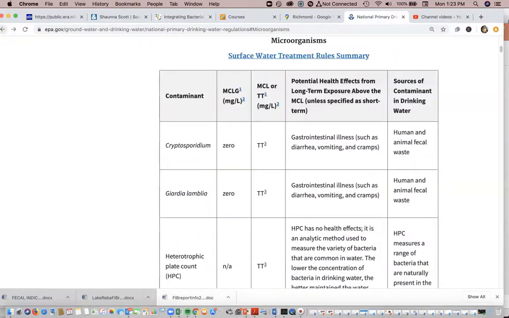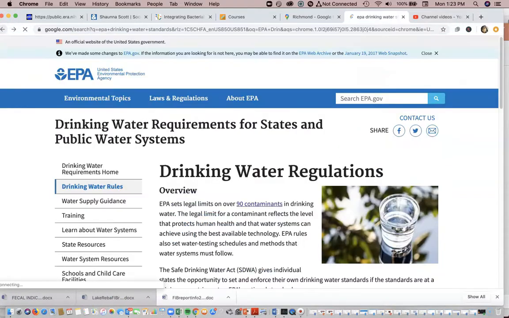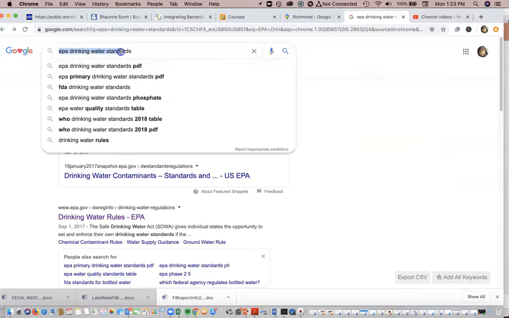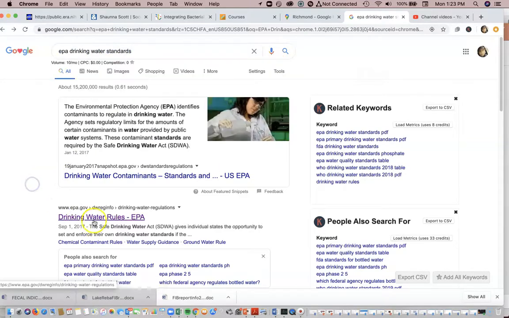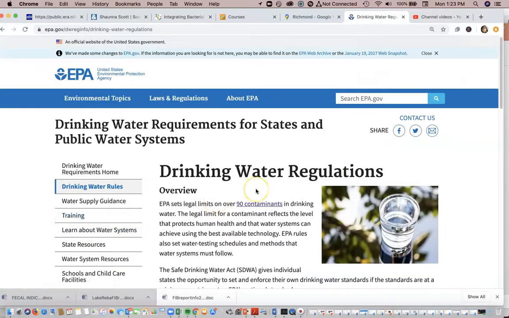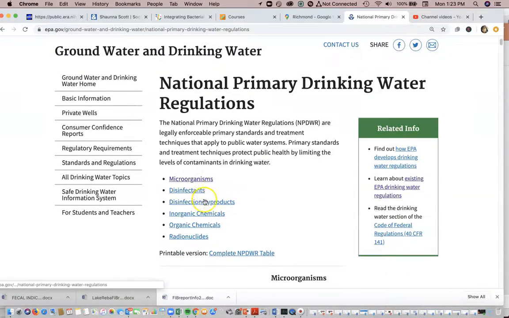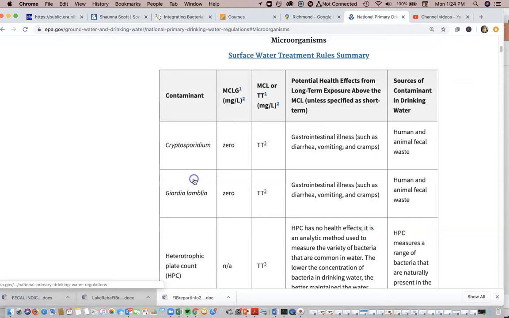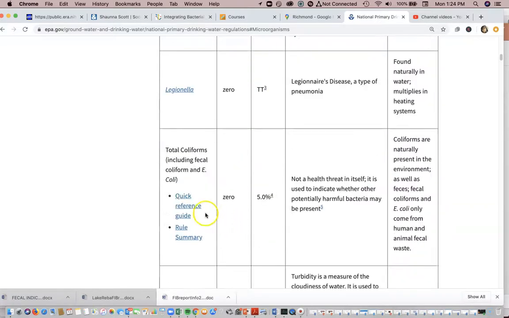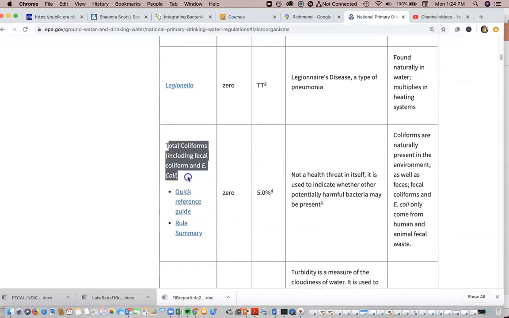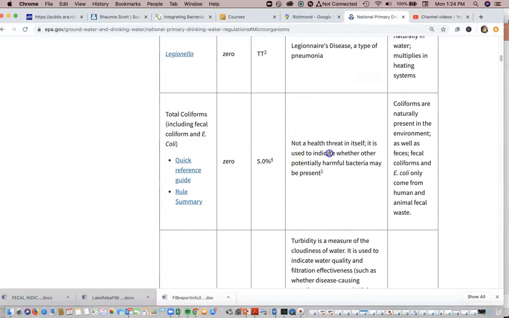If you were to do a Google search on EPA drinking water standards, you will get to the drinking water rules for EPA. It tells you that they set standards on 90 different contaminants in drinking water, or sets legal limits. You can then pick through these different ones, like microorganisms. You can see things like total coliforms and E. coli are right here. And here it says, E. coli is not a health threat itself, but useful for indicating.